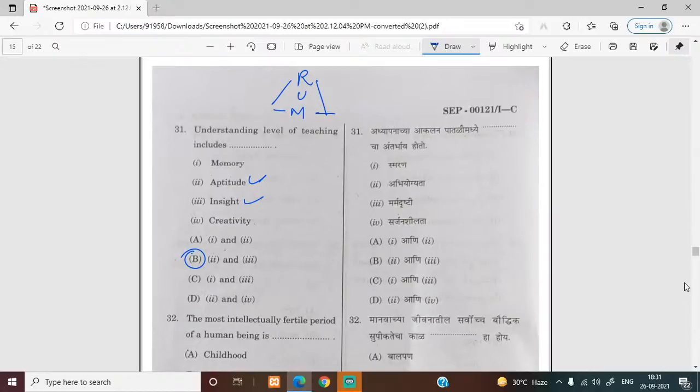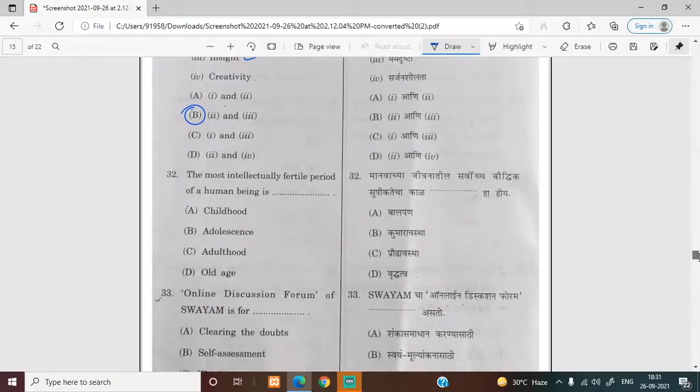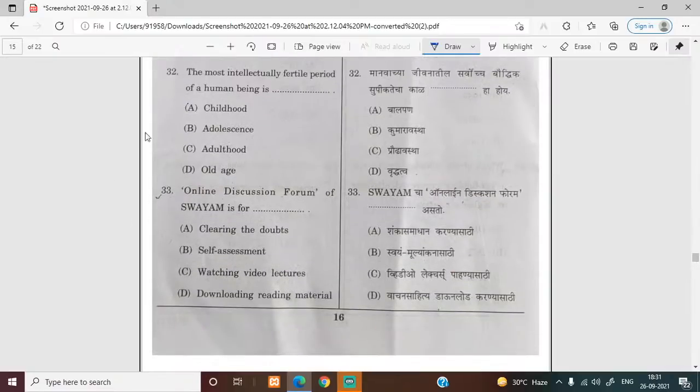Next question. The most intellectually fertile period of a human being is childhood, adolescence, adulthood, or old age. The right answer is option A, childhood.